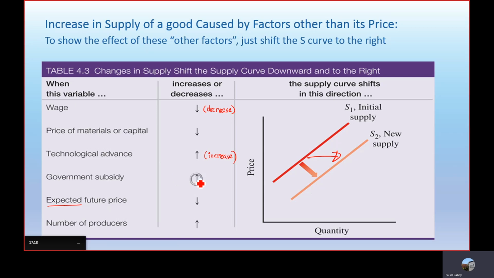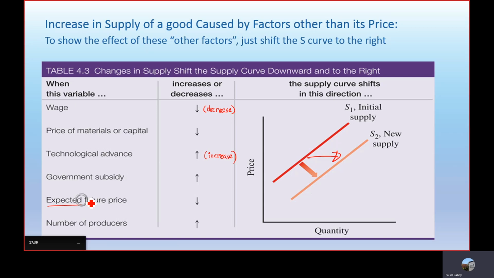If the government gives subsidies to sellers, for example, the Canadian government occasionally gives a lot of subsidies to agricultural producers, milk producers, dairy producers. And those are to encourage these producers to produce more. So if more subsidy is given, supply will increase.